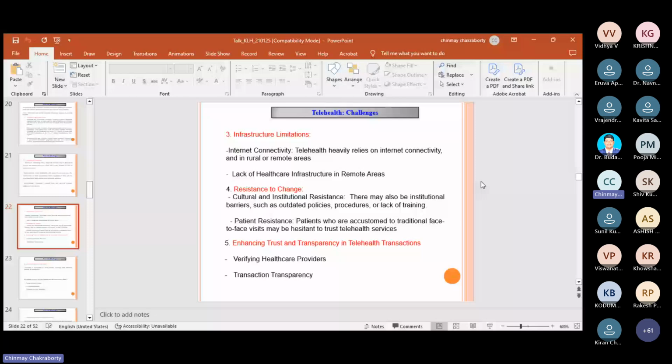Another one is transaction transparency. This portion is also highly recommended in telehealth and telemedicine sectors, but it is still in the nascent stage. So that's why more concentration is required for verifying healthcare providers from the transaction transparency point of view, right?